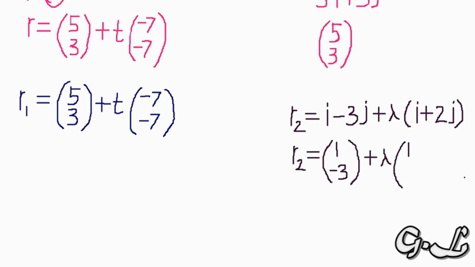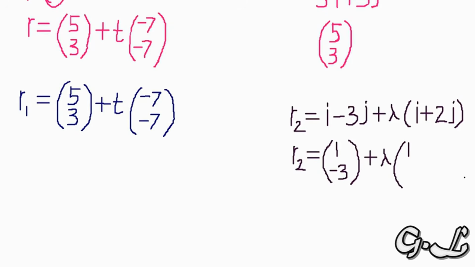Now we said that if we want to find the intersection point, which is point R, we're going to say that at that point R1 is equal to R2. That is one thing that you need to keep in mind. We already found what R1 equals. It is 5 at the top and 3 at the bottom, and then plus t, and then -7 at the top and -7 at the bottom.